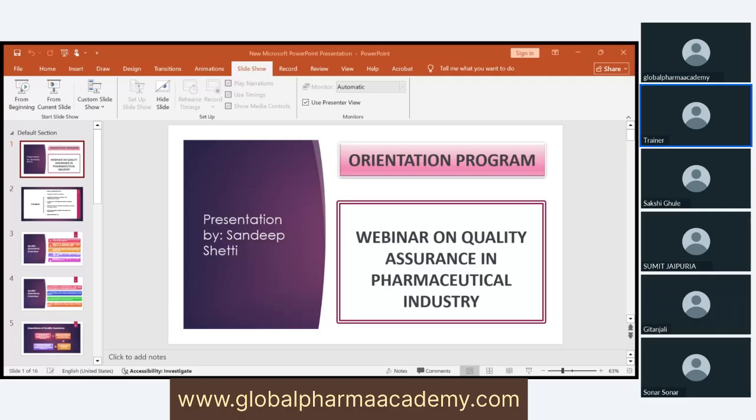When we say life cycle approach, the term life cycle is very important nowadays. When we say life cycle approach of a product, first comes product development, next comes manufacturing quality assurance. In that we saw in process quality assurance, and then lab QA, which we can call analytical quality assurance, and then supplier quality assurance and distribution quality assurance. So these are the four areas.